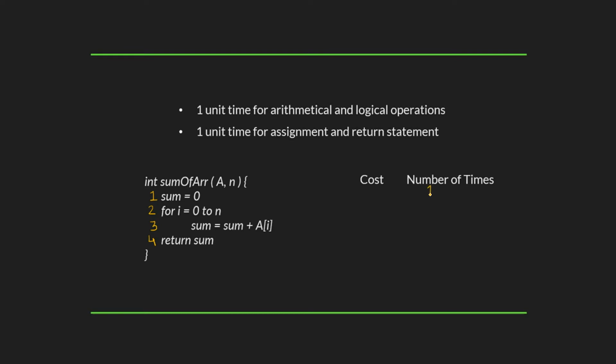The first line executes once as it has a single assignment statement. Also, since for assignment only 1 unit of time is taken, the cost will be 1. Next is this for loop. The second line which has this for loop will execute n plus 1 times. This extra 1 is for the false condition, and let's say that this for loop will have cost 2, that is 1 for assignment and 1 for incrementing.